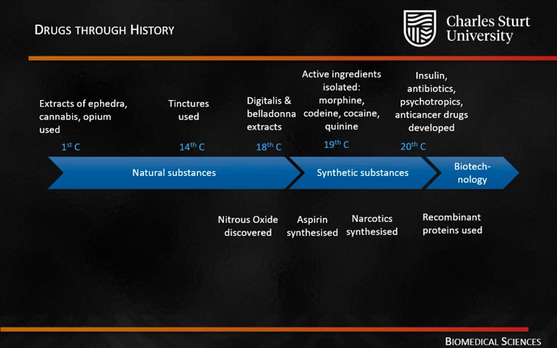You'll see tinctures being used, which are alcoholic extracts. You'll see that nitrous oxide was eventually discovered, which is used for anesthetic purposes. Digitalis, the source of digoxin for cardiac conditions, has been found and isolated and used as an extract. And then you can start to see that we start to get to synthetic substances in the 19th century or so.